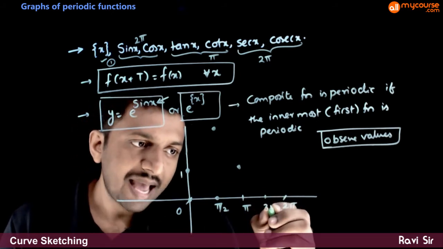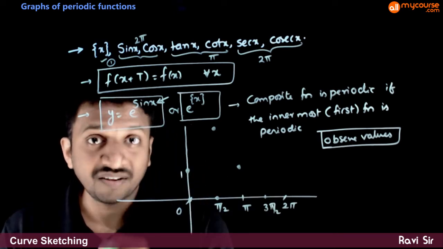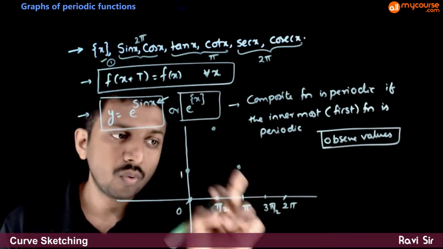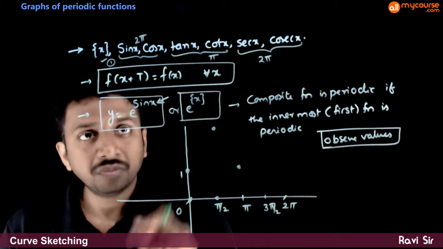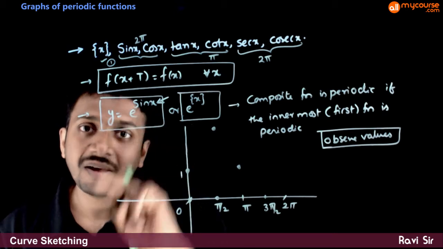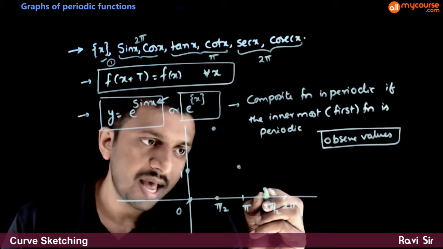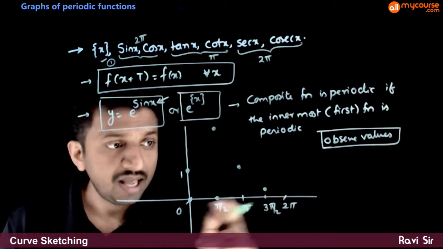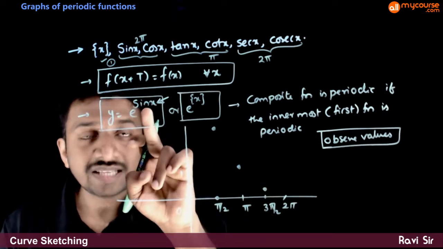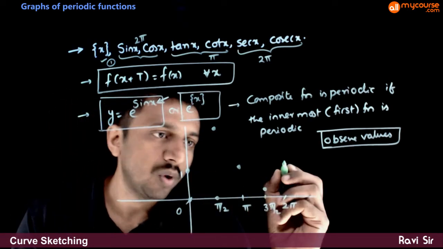Next, as you go into the third and fourth quadrant, the value of sin x is negative this time. So what happens at 3 pi by 2? Sin 3 pi by 2 is minus 1. So e power minus 1, which is 1 by e. So you have some value here, 1 by e. And when x is equal to 2 pi, sin 2 pi is 0, so e power 0 is again equal to 1.